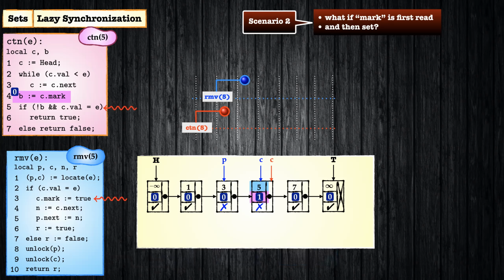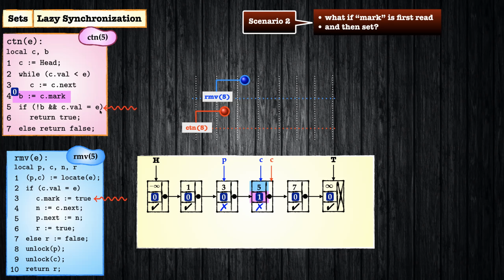In fact, before that, it seems that the red thread will become active again. Now you see that the value of CMark has been changed, but this will not be reflected here, because the value of B has already been defined, which is equal to 0. So this condition will succeed.